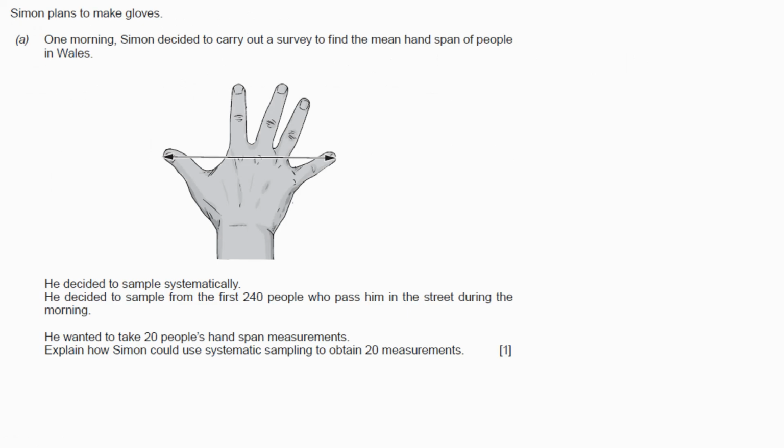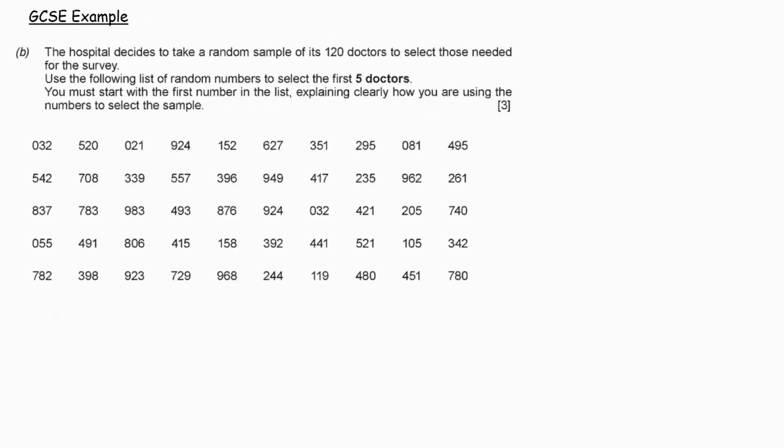Here's an example of a GCSE question on sampling. So one morning, Simon decided to carry out a survey to find the mean handspan of people in Wales. He decided to sample systematically. So he took a sample from the first 240 people who passed him in the street during the morning. He wanted 20 people's hand measurements. Explain how we could use systematic sampling to obtain 20 measurements. So what he needs to do is 240 divided by 20, which will give us 12. So what he could do is choose every 12th person who passed him in the morning. Then he would have a sample of 20.